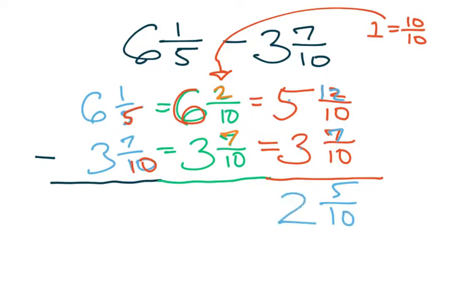And now you must know, I can't box that up. Why? Well, because this can be reduced, right? And so I can say, 5/10 is equal to 1/2. So this is equal to 2 1/2. And then I got to box that up.